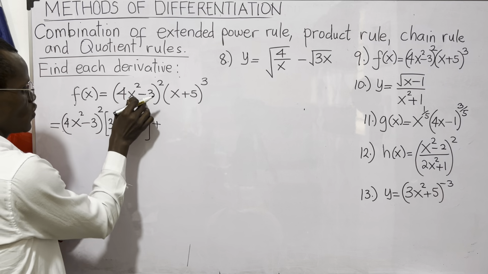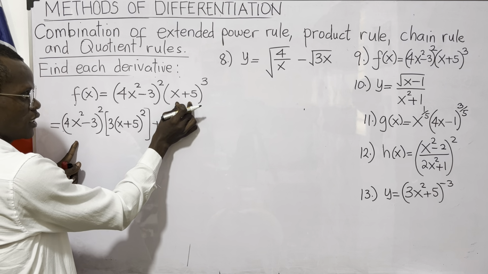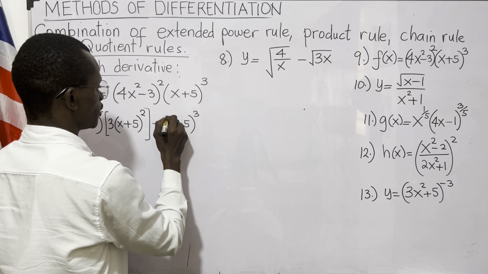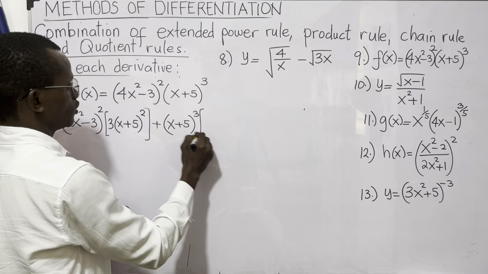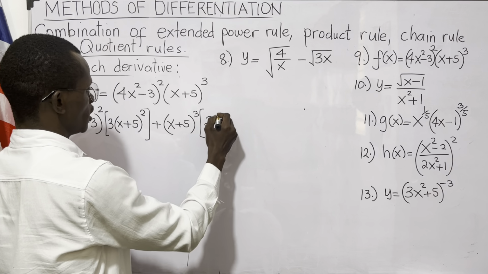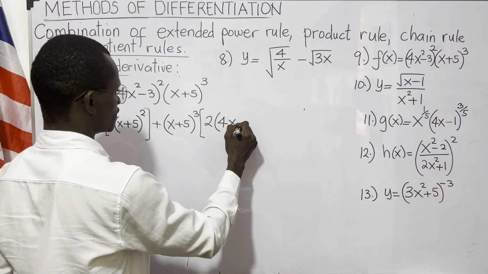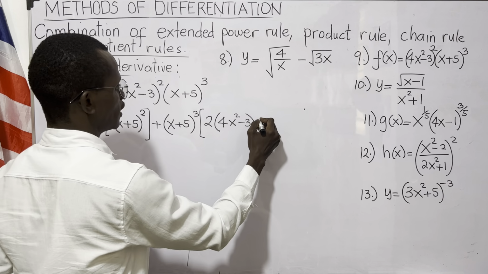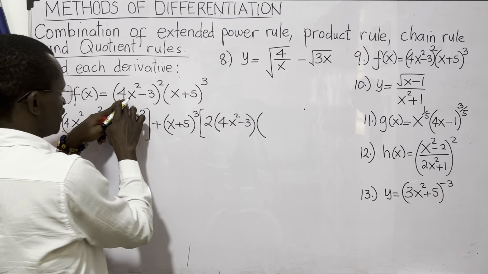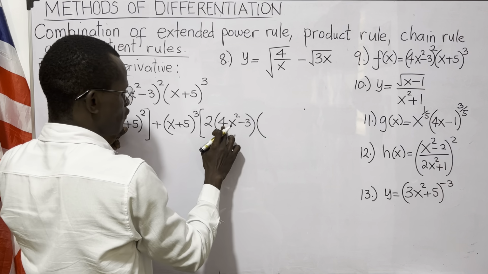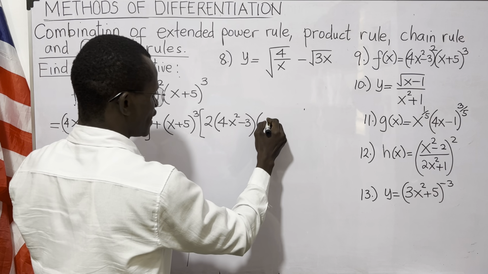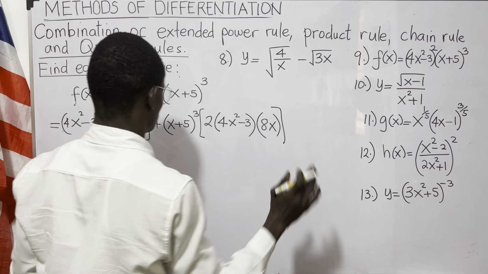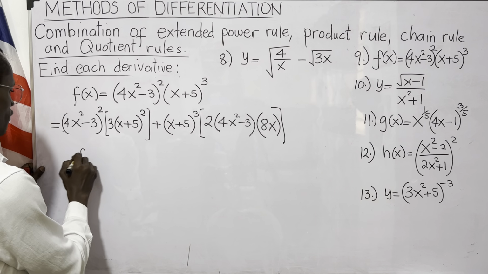Plus, so we held this one first and we differentiated this. Now we want to hold this one, which is x plus 5, and differentiate this one. So again, we drop the power 2, rewrite the expression within the parentheses, 4x squared minus 3. Subtract 1 from the power, it is just 1. Then we differentiate inside. The derivative of 4x squared, 2 times 4 is 8x. The derivative of this gives us 0. So we are done. So we have f prime of x.